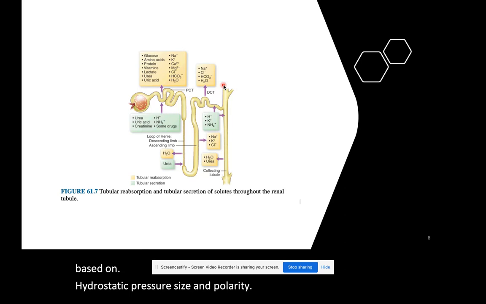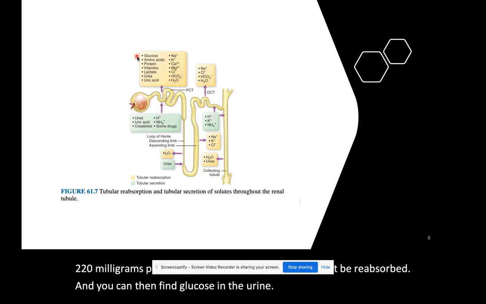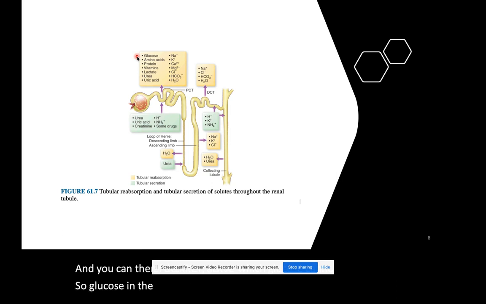The second and third steps are reabsorption and secretion. Reabsorption means returning to the body, and secretion means leaving the body. For example, glucose is reabsorbed here, but the body has certain threshold for glucose, 220 milligrams per deciliter, above which glucose cannot be reabsorbed, and you can then find glucose in the urine. So glucose in the urine is not normal.